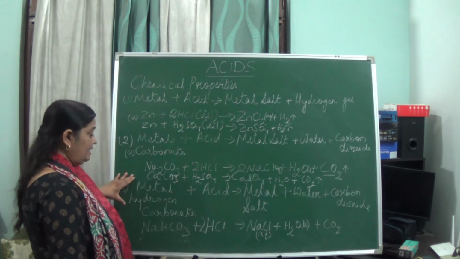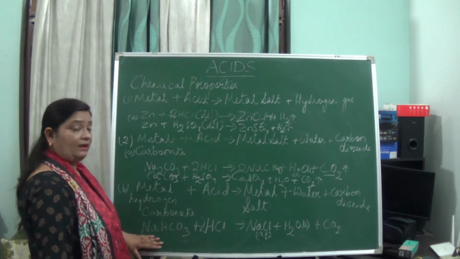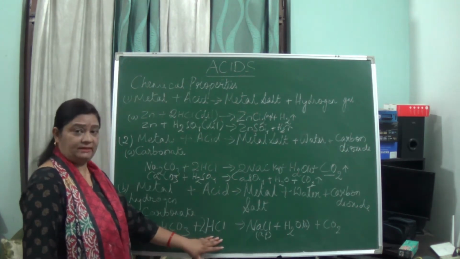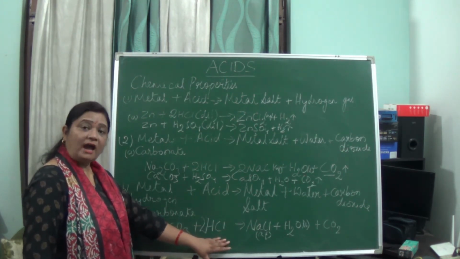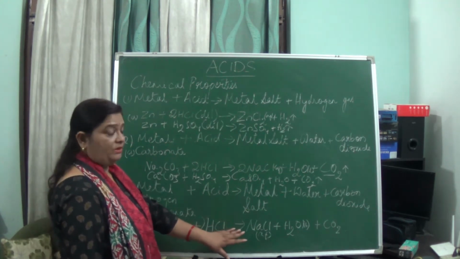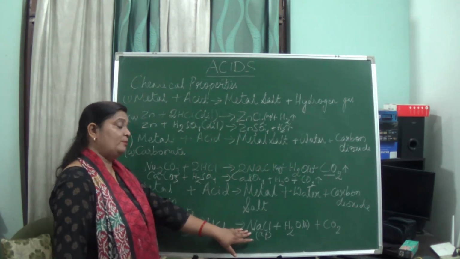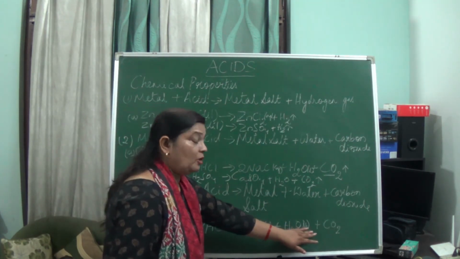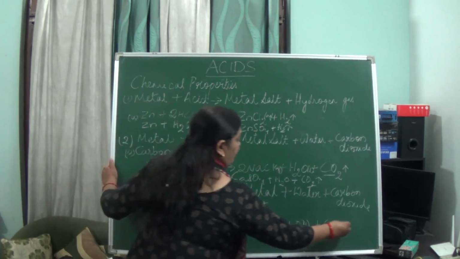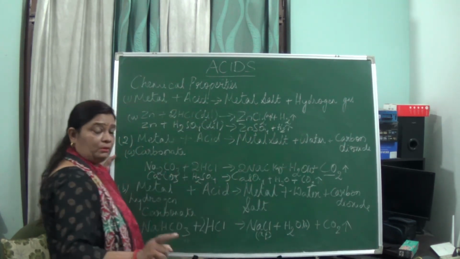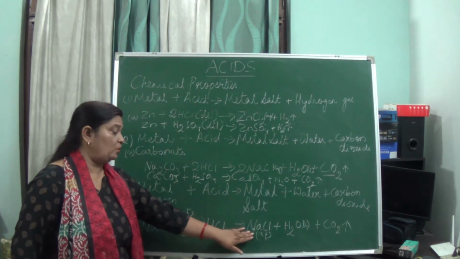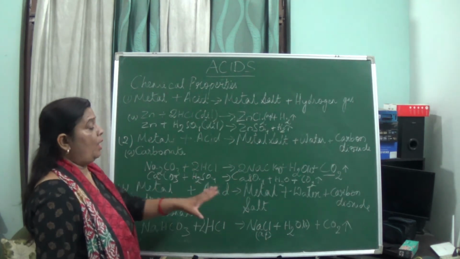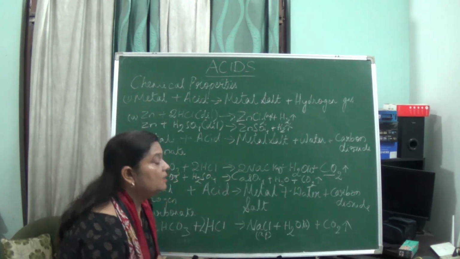Again, if we take a metal hydrogen carbonate, for example sodium hydrogen carbonate, and react it with an acid, the acid taken over here is hydrochloric acid. So what will be formed? Sodium chloride will be formed, which will be in the aqueous form, and water in the liquid form, and carbon dioxide will be liberated. When I say aqueous, you all know that water is present along with this salt. So here you are seeing that carbon dioxide is being released.